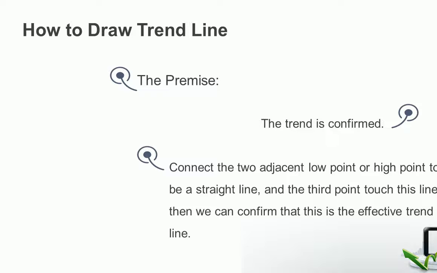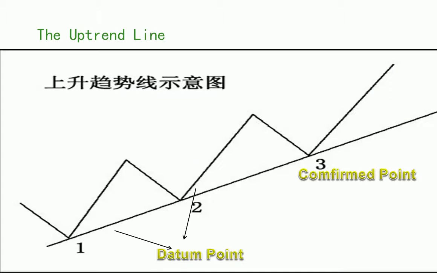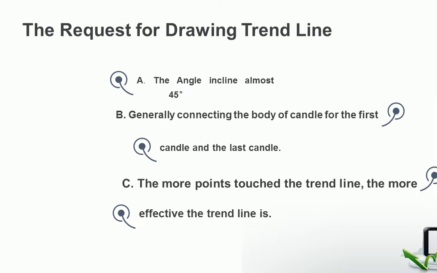So how to draw the trend line? Connect the two adjacent low points or high points into a straight line, and if a third point touches this line, we can confirm this is an effective trend line, okay? So this is effective. Then these are the requirements for drawing a trend line. The first one, you should check the angle. The next one, you can connect the body or shadow, both can. The next one is the more points touch the trend line, the more effective the trend line is.